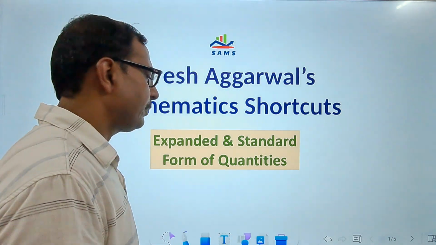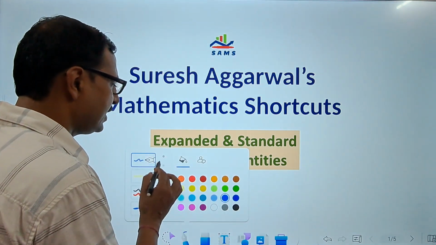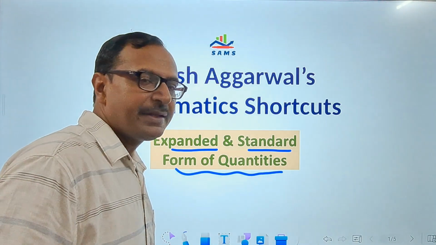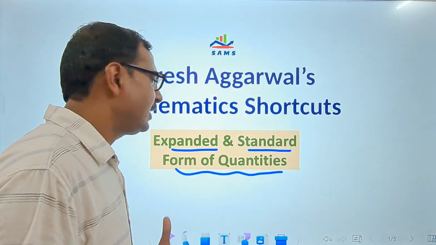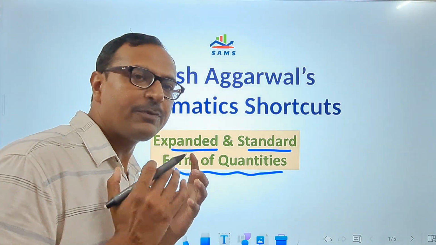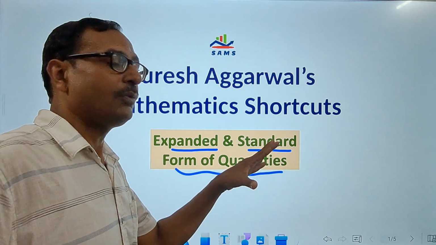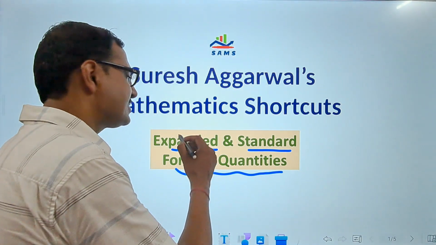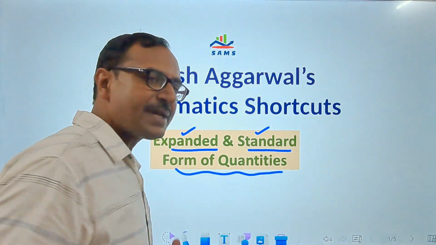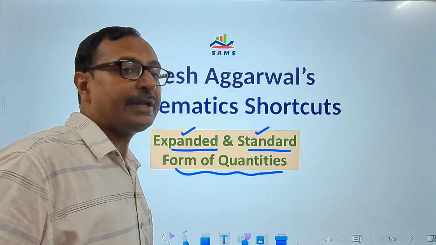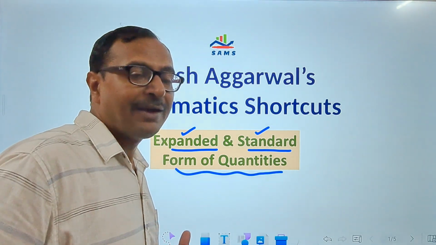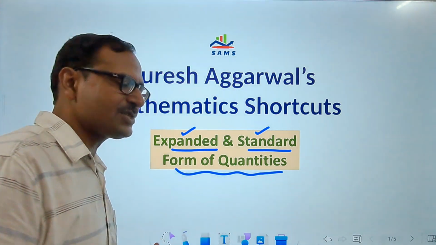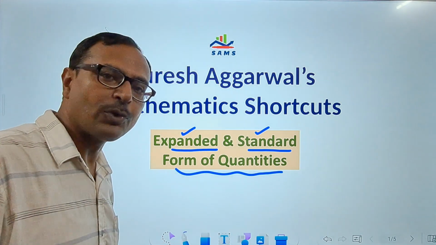Yet another important topic. The topic is the expanded and standard form of quantities. There are big numbers which we have to deal with, and we should know what is the expanded form of that particular number and how do we identify that a particular format in which the number is given is the expanded form or the standard form. What is standard form? For that you should know the powers of 10, and the laws of exponent sometimes work wonders when you have to understand this topic of expanded and standard form of quantities.